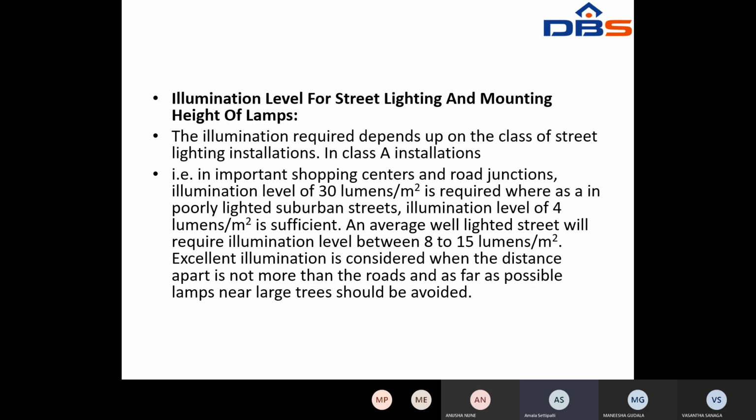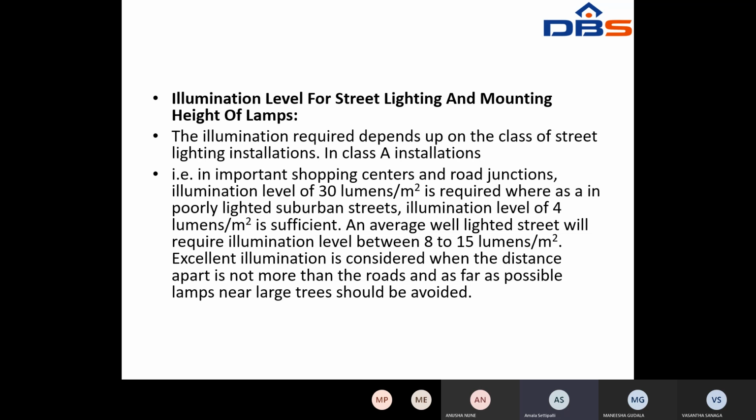Next, the illumination level for street lighting and the mounting height of the lamp. For street lighting, how much illumination level do you have to use, that means how much intensity of light, and at which height do you have to place the lamps. The illumination level required depends upon the class of street lighting installation. In class A installations, in shopping centers and road junctions, the illumination level is 30 lumens per meter square.